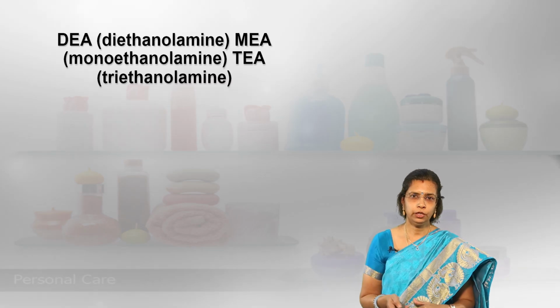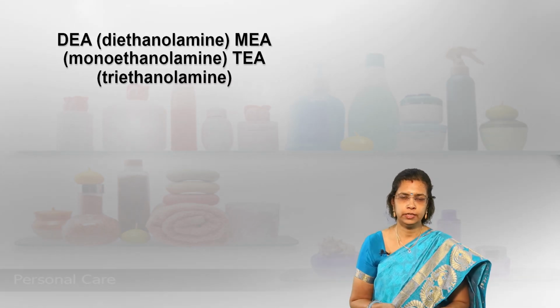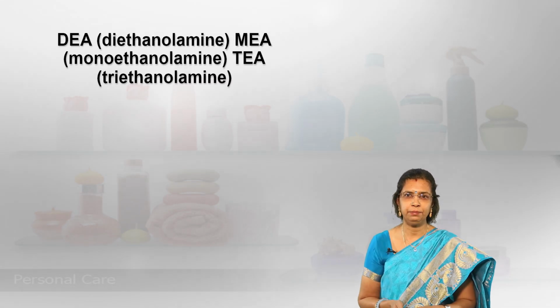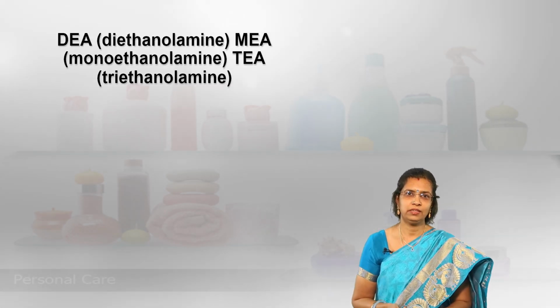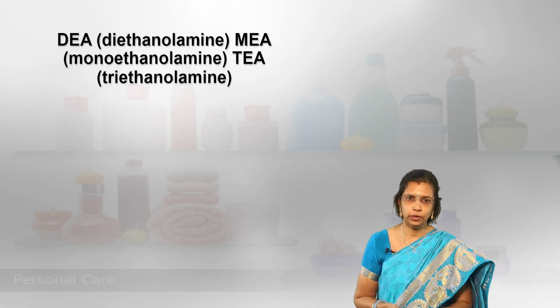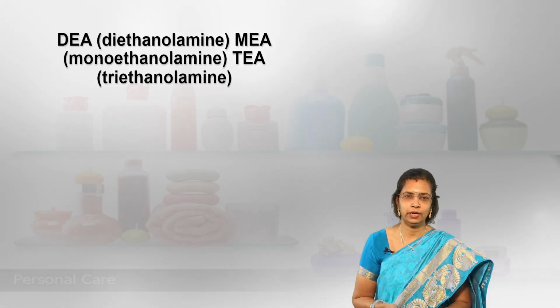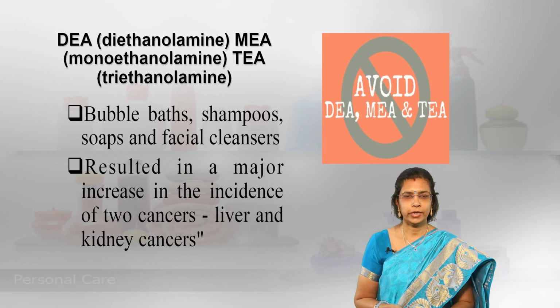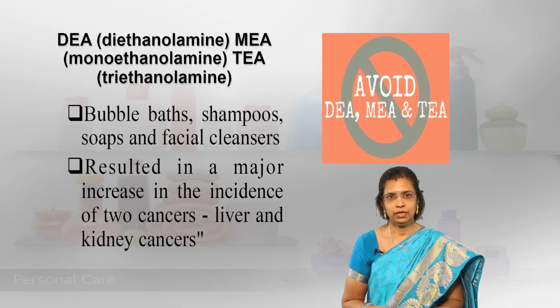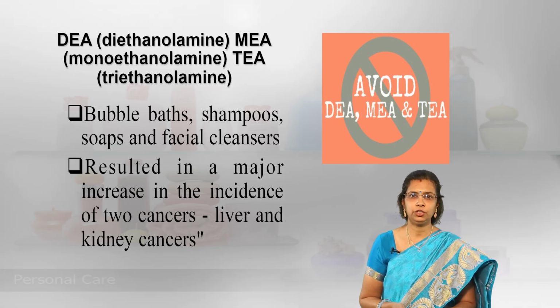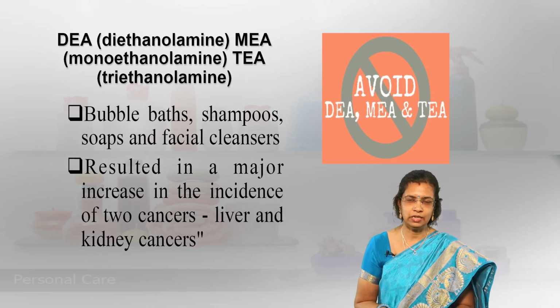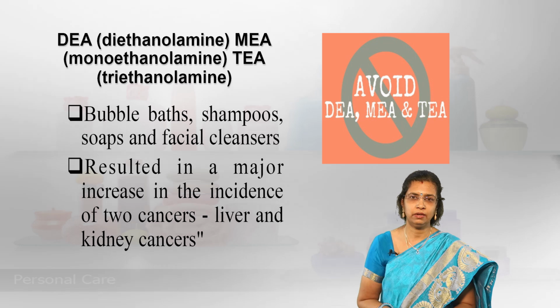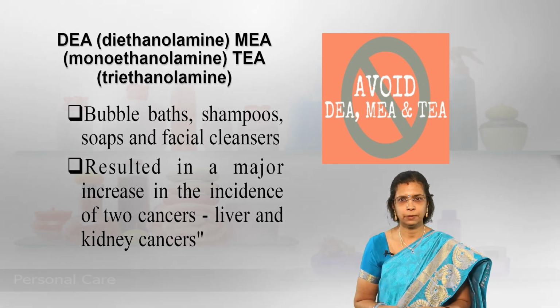Now, another 3 of the important components which are used in this industry are the DEA, MEA and TEA. So, what are these? DEA is diethanolamine, MEA is monoethanolamine and TEA is triethanolamine. These are also extensively used in the bubble bath, in shampoos, in soaps and the facial cleansers. This has also resulted in a major increase in the incidence of 2 cancers, basically liver and kidney cancers.